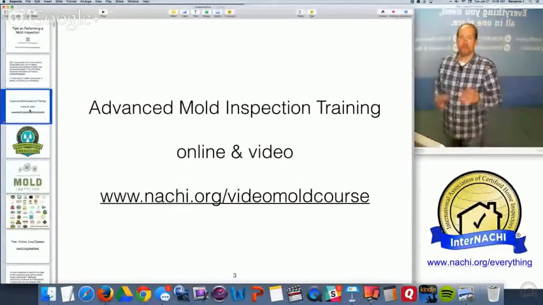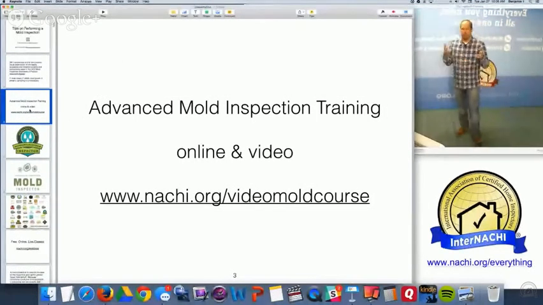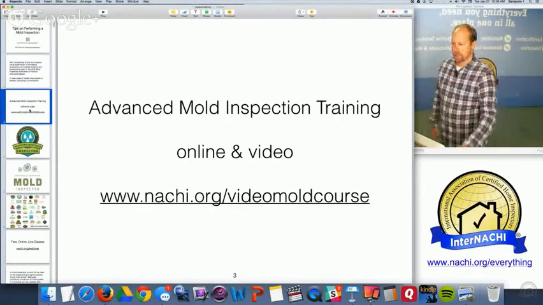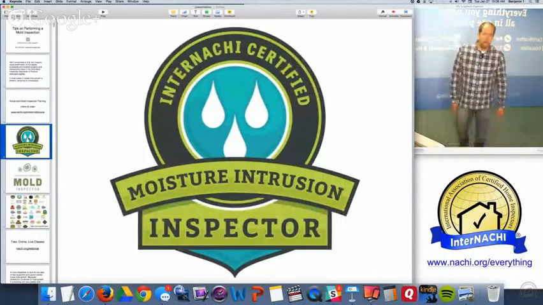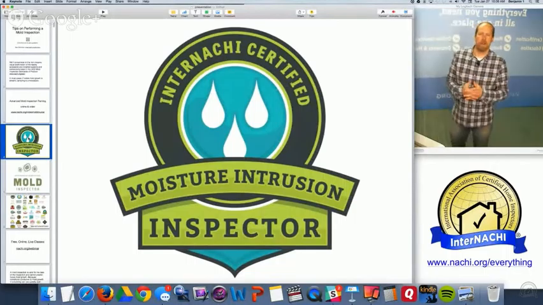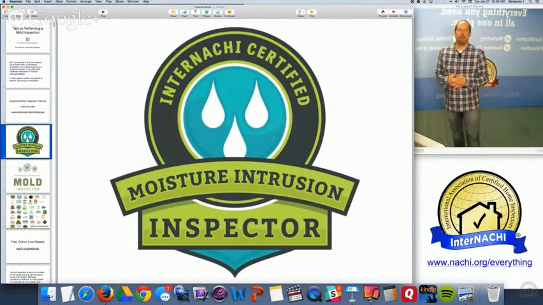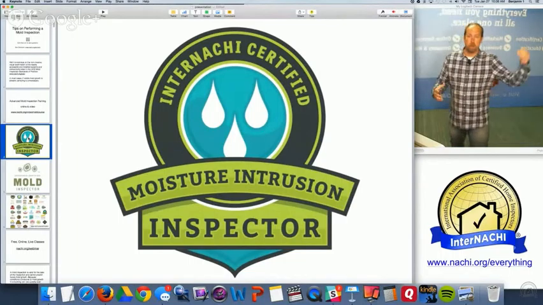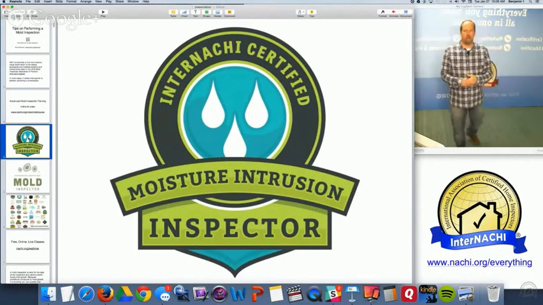But in this class, we're going to concentrate on the non-invasive visual examination of the components listed within the standards of practice. Again, if you're a great mold inspector, you're an awesome moisture intrusion inspector, because that's the most critical part of performing a mold inspection: finding moisture. If you find mold, great. You're going to fix it. There's one thing you have to do before you fix it. You have to fix the moisture problem, because we all know there's some kind of moisture problem in the home. It could be moisture intrusion, or it could be an interior air quality issue.